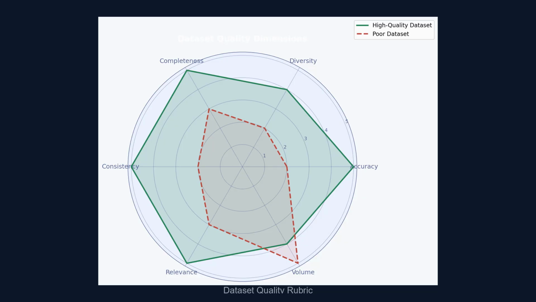This radar chart visualizes dataset quality across 6 dimensions: completeness, consistency, accuracy, relevance, volume, and diversity. The green outline represents a high-quality dataset. The red dashed line represents a poor dataset, weak on nearly every dimension. What this chart makes concrete is that dataset quality isn't a single number. A dataset can be accurate but not diverse, or large in volume but inconsistent in format. Both will hurt your model, just in different ways.